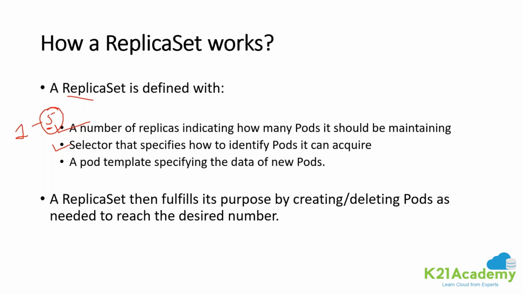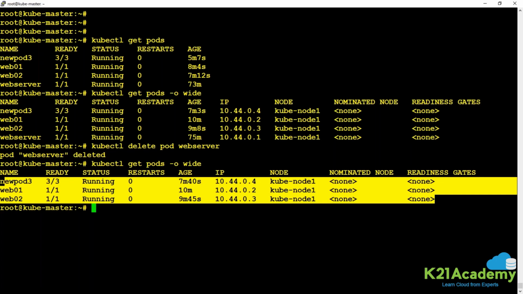If there are, 5 is what I've asked for, 5 is what it is, then the replica set controller does not need to do anything. Life is good because that is the desired state of my cluster. But if the number is not matching, like right now in my example, 5 pods is what I have asked for, and we don't have any of those with that label. Desired state is 5, current state is 0.